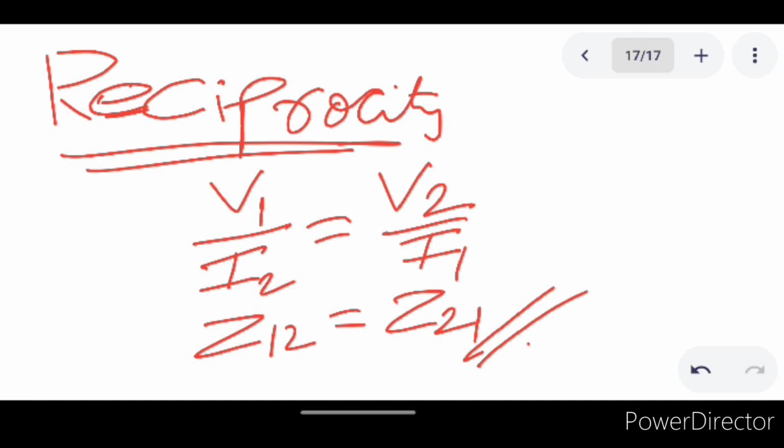Now this is the class today for Z parameters. In the next class we will solve problems regarding Z parameters, and we will continue with respect to Y parameters.